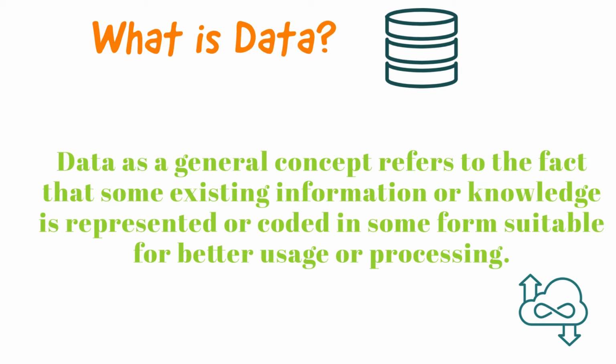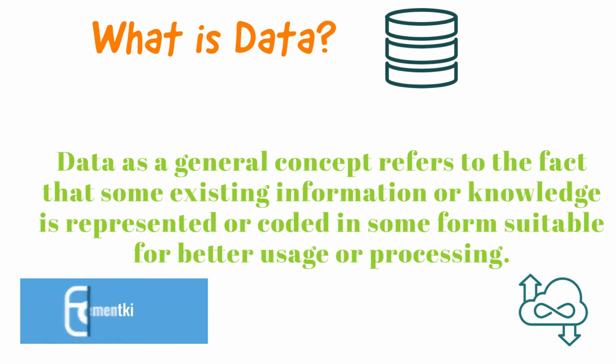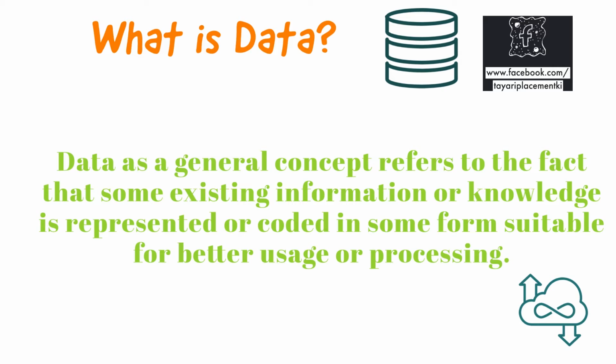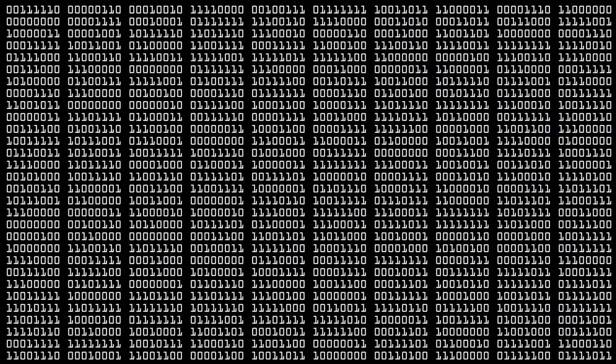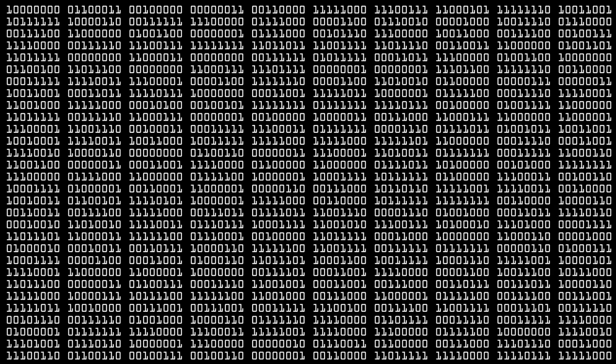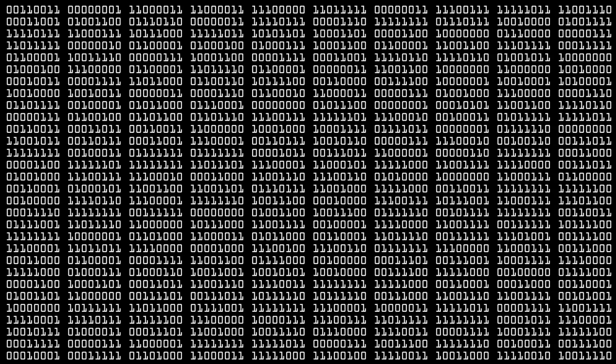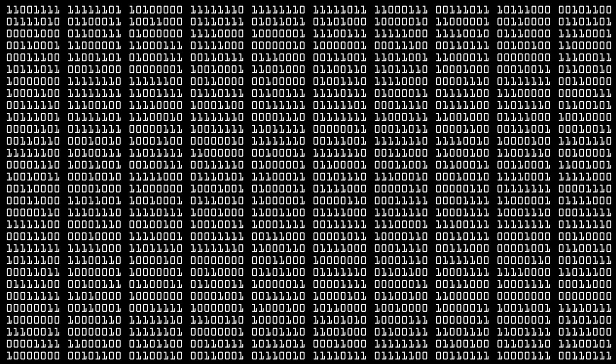Let's see the basic definition. What is data? Data is a general concept that refers to some existing information or knowledge which is represented or coded in some form suitable for better use or processing. So there are lots of data, billions and trillions of data, which are being created all the time.